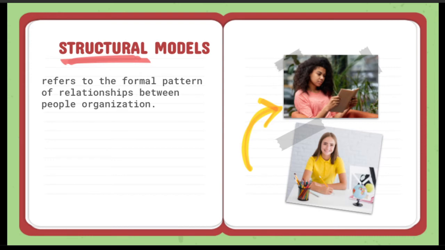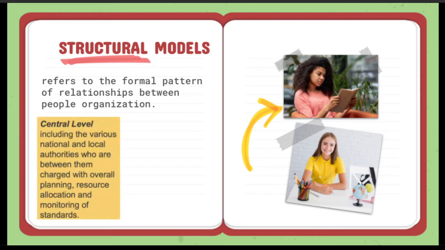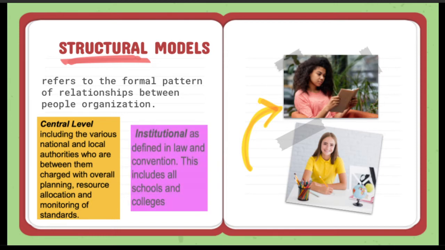This refers to the formal pattern of relationship between people or organization. This expresses the ways in which individuals relate to each other in order to achieve one organizational objective, according to Bush in 1997. This includes first the central level. This is the various monitoring of national and local authorities who are between them charged with overall planning, resource allocation, and monitoring of standards. The central level in the Department of Education is the DepEd Central.